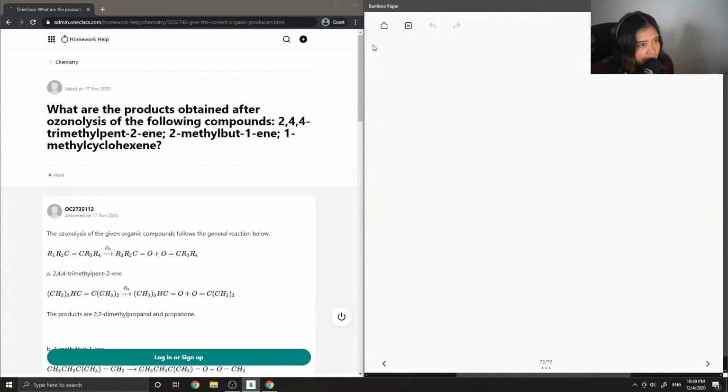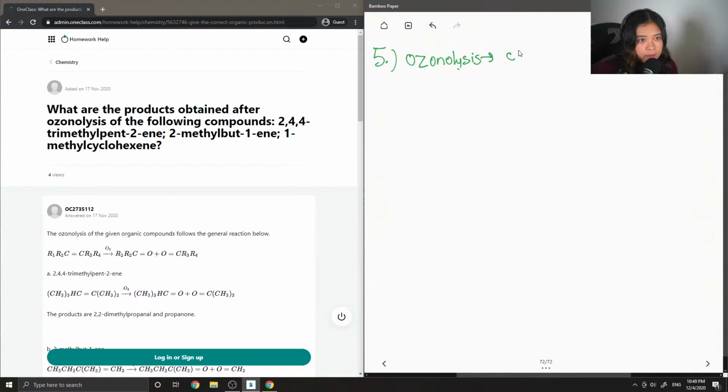Okay, so question 5. What are the products obtained after ozonolysis of the following compounds? 2,4,4-trimethylpent-2-ene, 2-methyl-but-1-ene, and 1-methyl-cyclohexene. Okay, so I'll just write down the definition of ozonolysis and what kind of reaction it is.